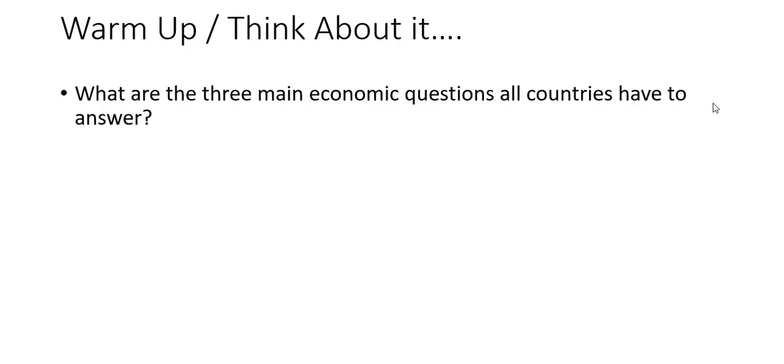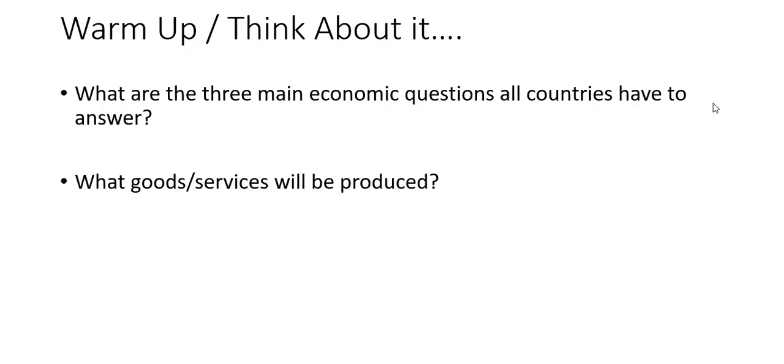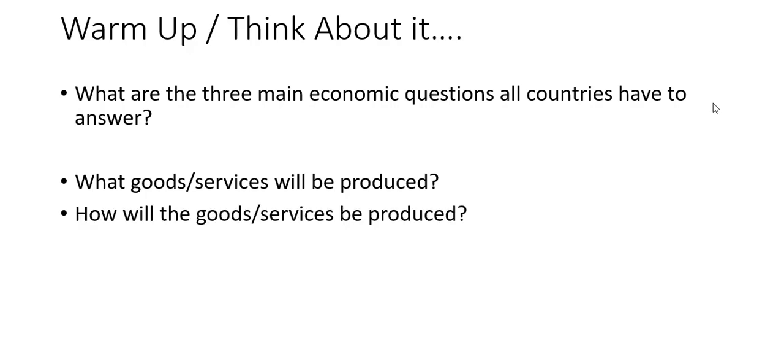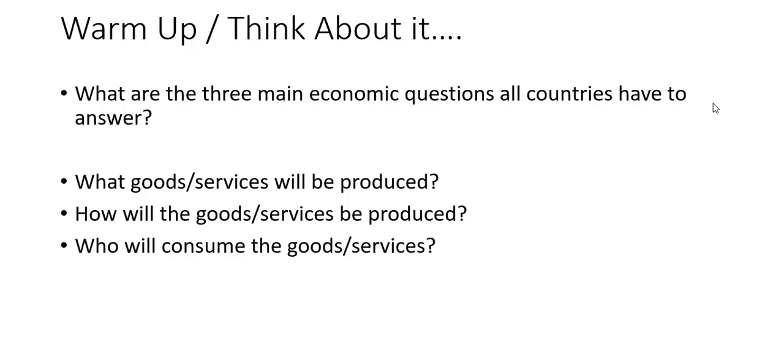The first economic question that all countries have to answer is what goods or services will be produced? So countries have to look at what their resources allow them to produce and say, okay, what are we going to produce with these? The second question, how will the goods and services be produced? So we're thinking about what ways are they going to produce them, what's going to be most efficient. And lastly, who will consume the goods and services? So who will have access to these goods or services, who can afford them?